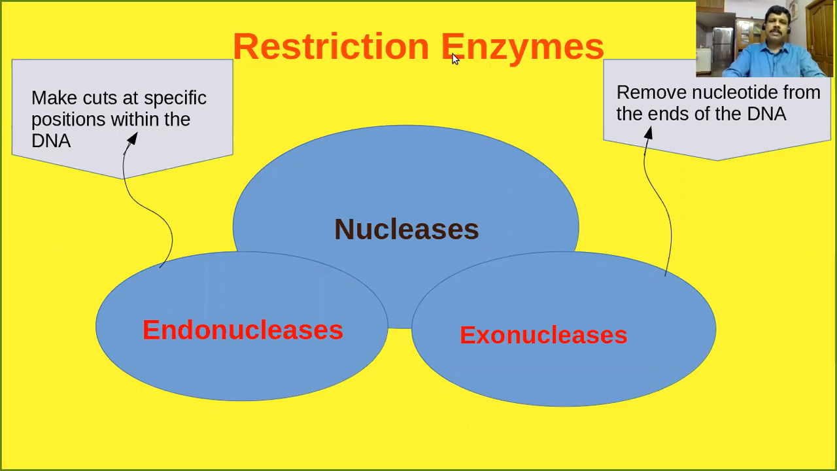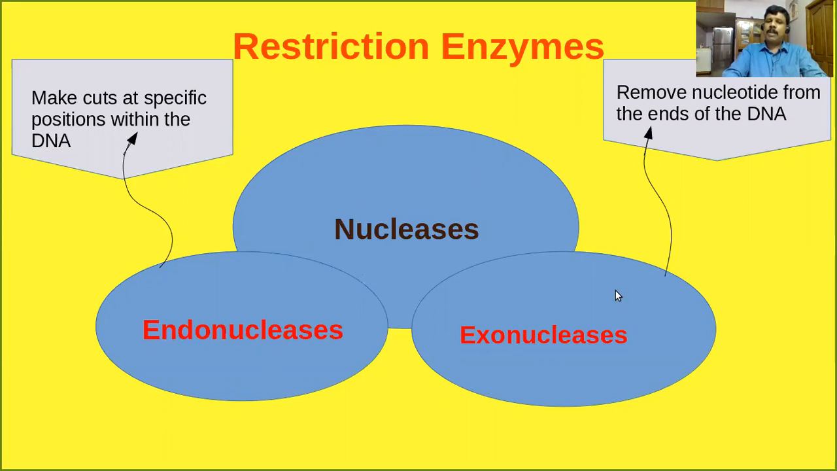The restriction enzymes actually belong to a large group of enzymes called nucleases. It's a large group of enzymes. Nucleases are of two types. First one is called endonuclease enzyme and second one is called exonucleases. What is the meaning of exonucleases?